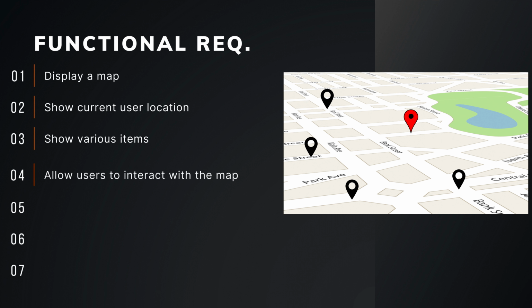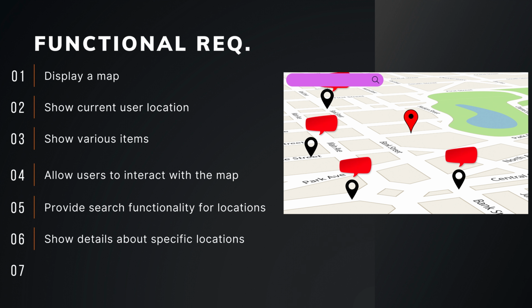Users can zoom and pan to explore different parts of the map, making navigation intuitive and user-friendly. Users can search for specific locations easily, helping them find places quickly. Then we will display pop-ups or info windows with details about locations. And finally, users can plan and view routes between different locations, making travel planning simple and efficient.